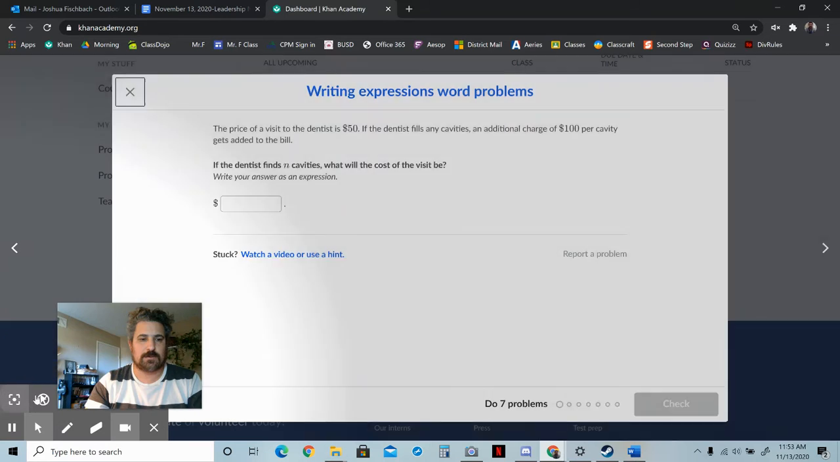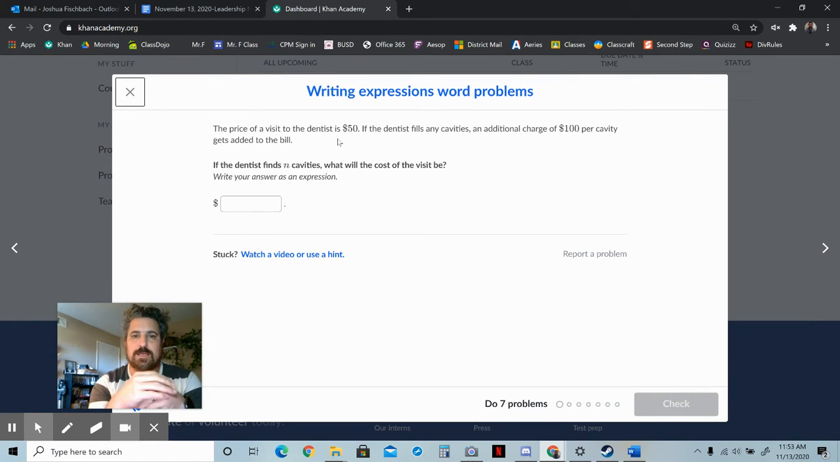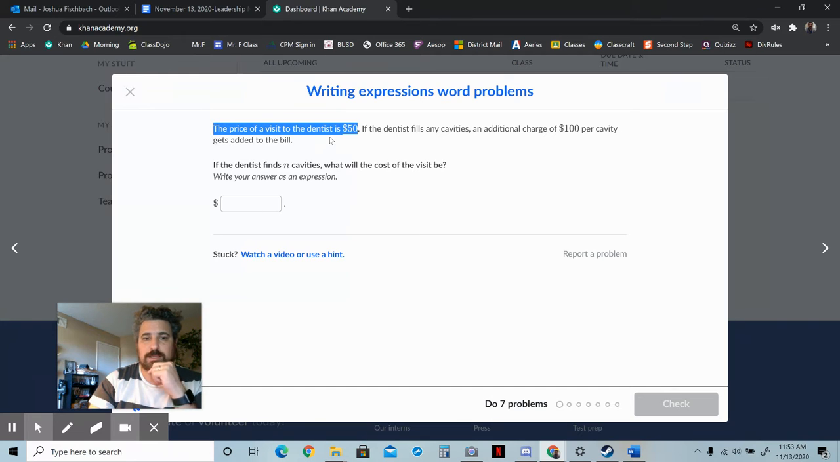Okay. Basically, in all these problems, you want to think about whether the amount is dependent on a variable or not dependent on a variable. So it says here the price of a visit to the dentist is $50. That price is not dependent on any variable, right? Every time you go to the dentist, it costs $50 no matter what he does. So that is just an additional $50 you have to pay no matter what. That's where you start, right? The appointment starts with this $50 fee. So we know it's going to have $50 in it as just a flat fee.